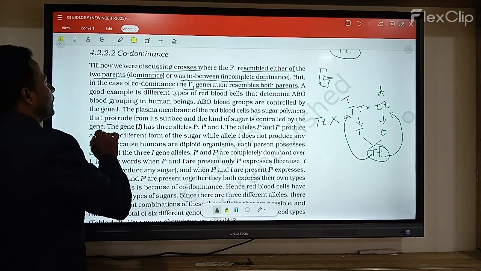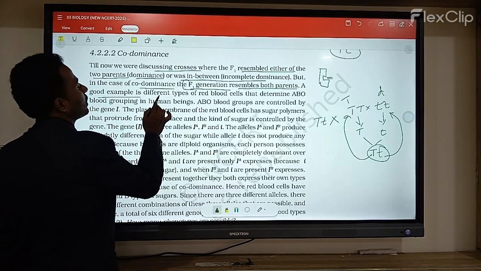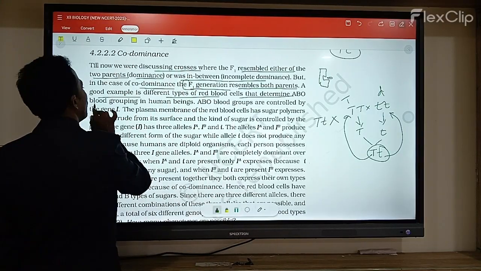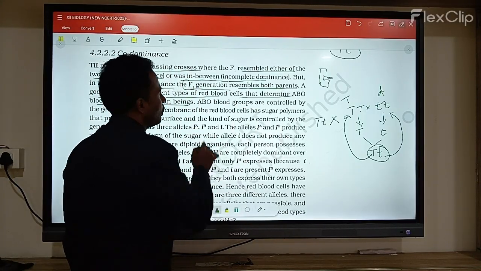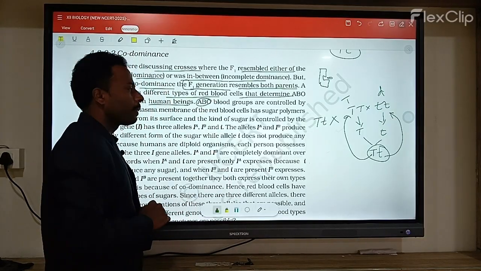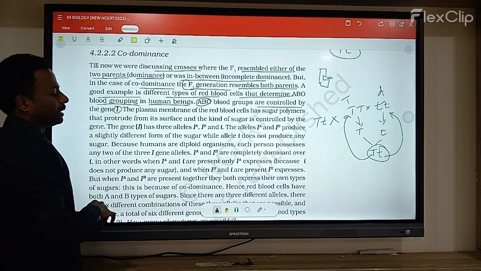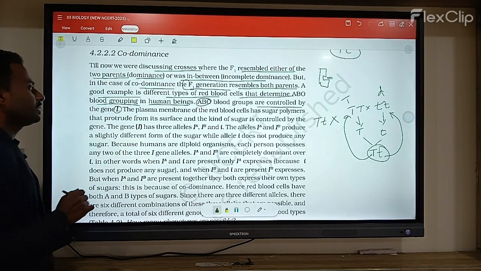Here a good example is given: the different types of red blood cells determined by ABO blood grouping in human beings. The ABO blood groups are controlled by which gene? That is the I gene. They are controlled by the I gene.